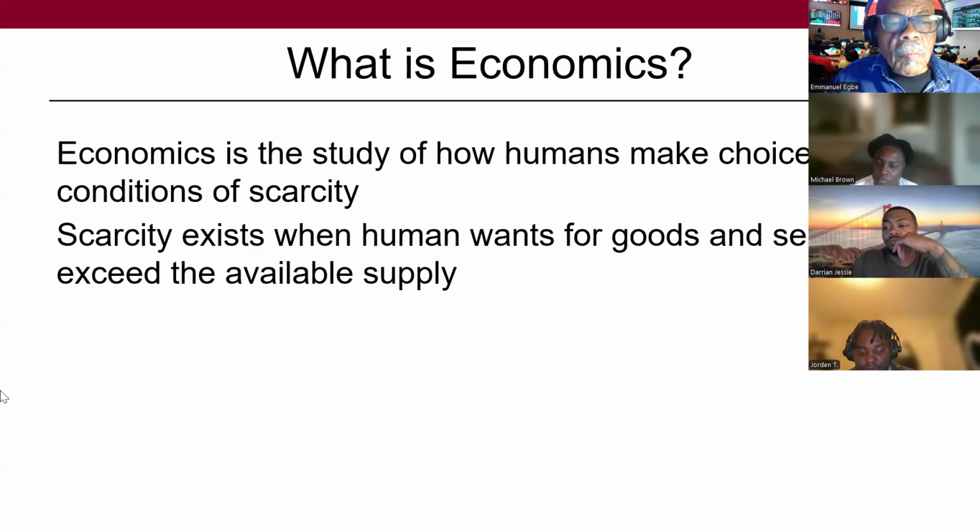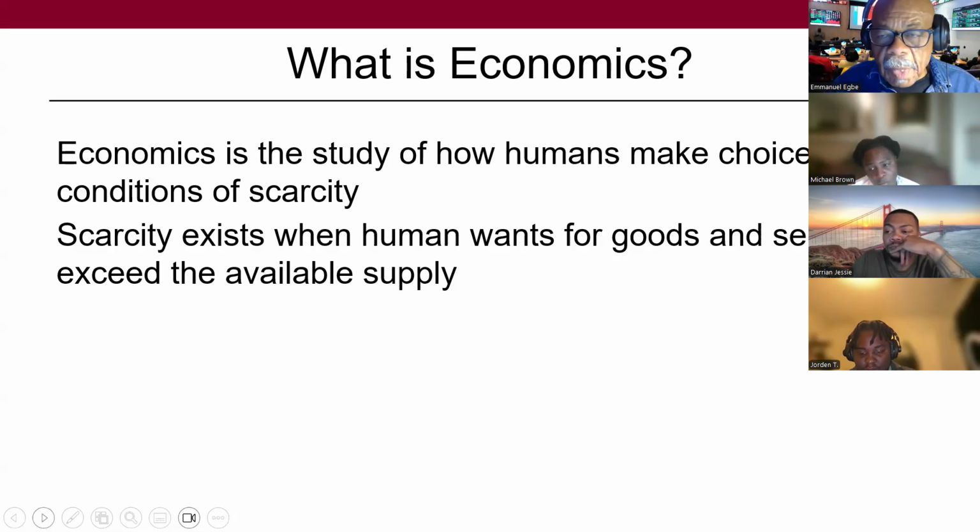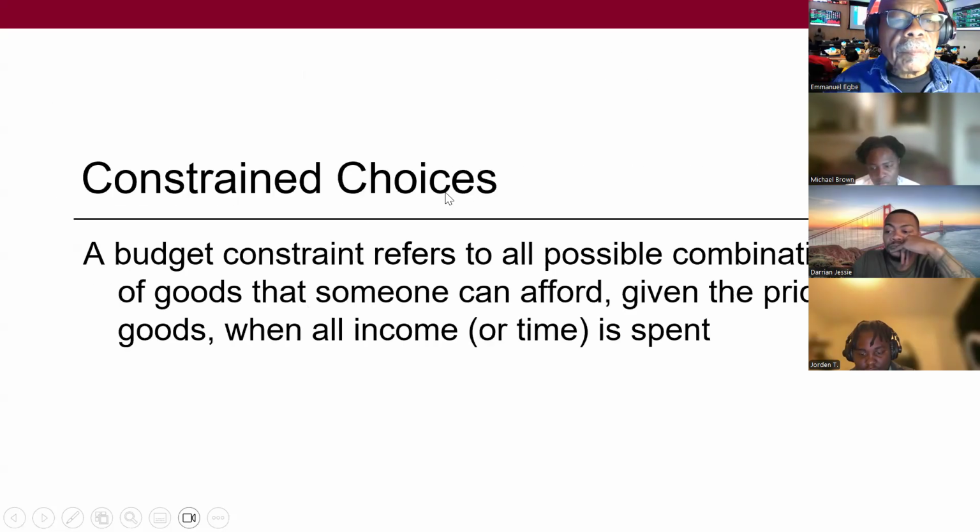So that is essentially what economics is about. It's about decision-making under conditions of scarcity. It's about making choices under conditions of scarcity. Our choices are constrained, in the sense that if we decide to have more of one thing, we might have to forfeit something else.